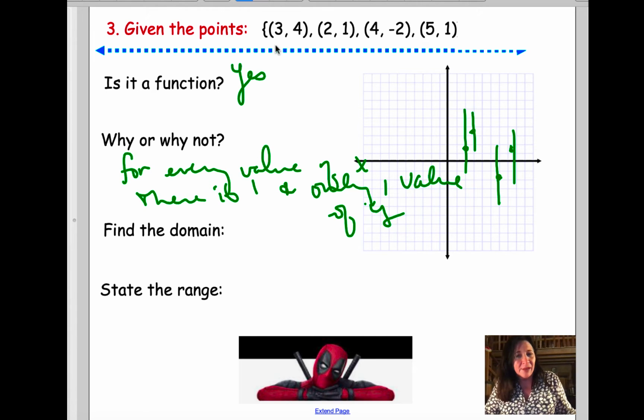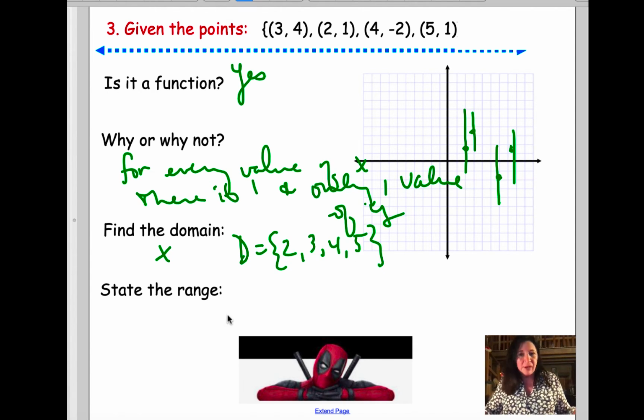So find the domain. The domain are all the values for x. You would write it like this, and it's always nice to put it in order. We've got the lowest value, which is 2, and then 3, and then 4, and then 5, and then close the solution set. And then for the range, you would write -2, and then it looks like 1 twice, but we only write it once, and then 4, and then we're done.